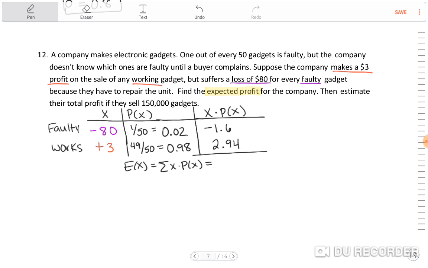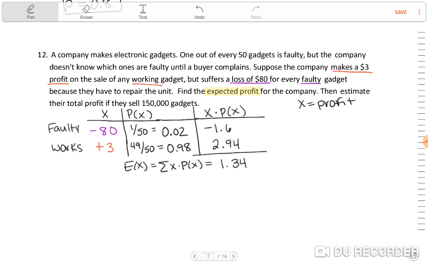By the way, I knew that x was my profit. I should say that here: x is the profit, because it tells me find the expected profit. So that's how I knew x was going to be my dollar amounts. If I add those up, I should get 1.34. So what does this mean?